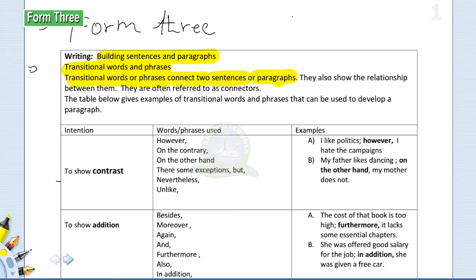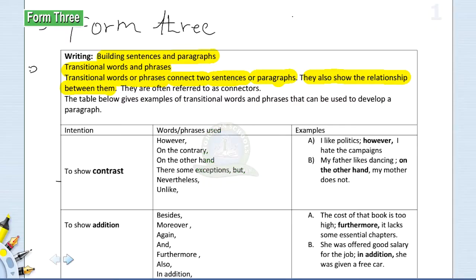They also show relationship. Relationship of what? Relationship between them. For example, now I'm speaking. I said, for example, because I'm taking one idea to another idea. If I don't use a bridge that really connects those two ideas, it won't work. For example, for instance, in other words, these are very important when you are speaking and when you are writing English. They are often referred to as connectors. These linking or transitional words are also known as what? Connectors. Right. And here we have a table below that gives examples of transitional words and phrases that can be used to develop a paragraph.